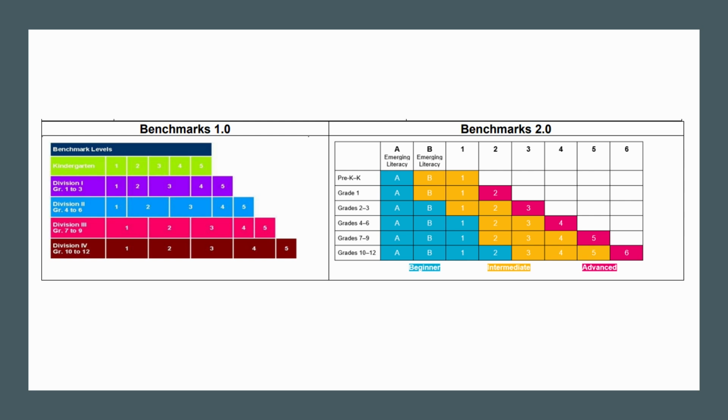For Benchmarks 2.0, there has been the addition of pre-K to kindergarten, and grade 1 was separated from grades 2 to 3. Additionally, early literacy levels have been included, noted as A and B, and there are 6 levels of proficiency development. Now, a beginner is associated with A, B, or 1 typically, and the number for the advanced then changes with the division. For example, in grades 2 to 3, an advanced would be at level 3 proficiency.